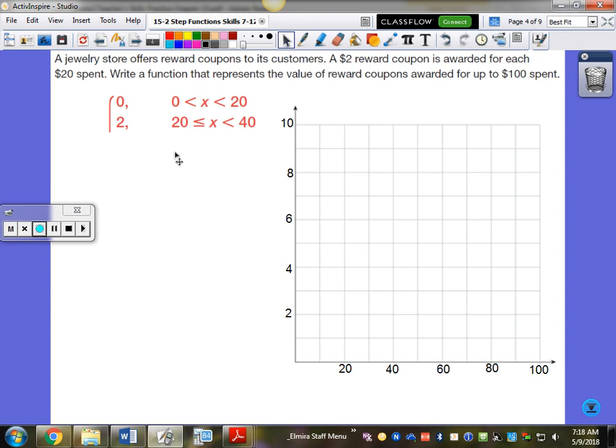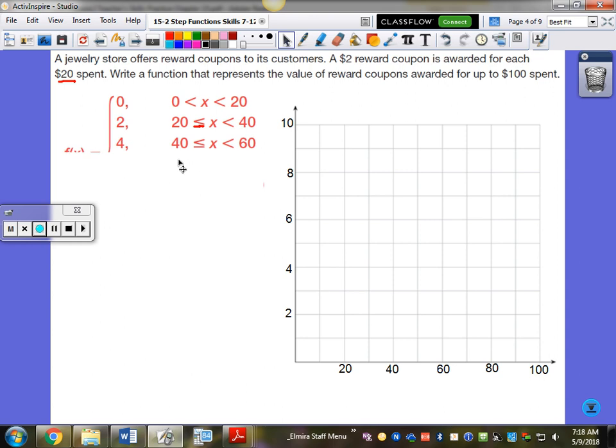However, if you spend between $20 and $40, now, where did the 40 come from? It's awarded for each $20 spent. So we're going to get a $2 coupon if we spend $20. But by the time we get to $40, we're going to get two $2 coupons. In other words, we're going to get $4 once we hit $40. So this time the inequality symbol is under the 20 because that's when you're going to get the $2. And it's not under the 40 because when you get to the 40, that's going to bump you up to the next level.